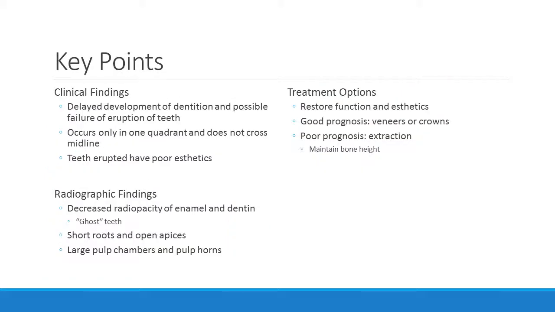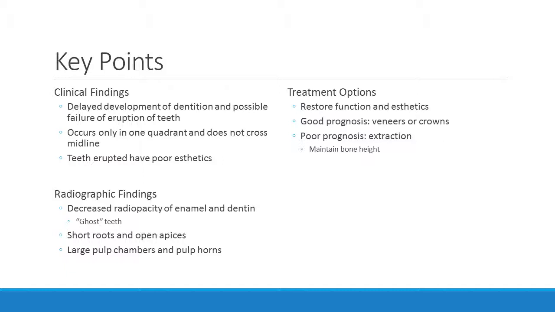To wrap things up, I'll go over a couple key points. Patients with regional odontodysplasia have characteristic findings of delayed development of primary and permanent dentition, along with possible failure of eruption of teeth. This defect only occurs in a single quadrant and does not cross the midline of either the maxilla or mandible. Teeth that have erupted are generally of poor aesthetics due to thin enamel and dentin, making the teeth appear to have a yellow to brown discoloration.